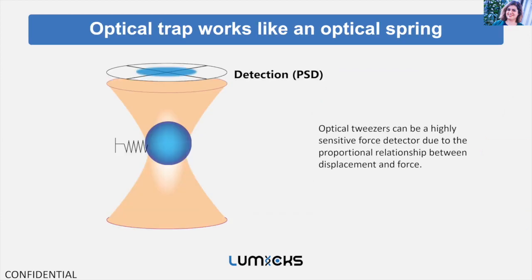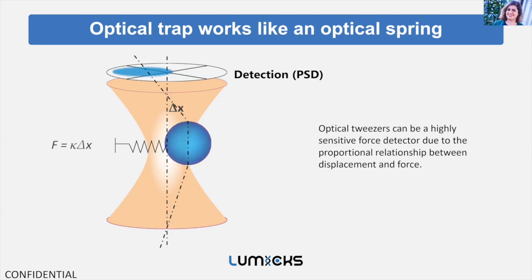So optical tweezers can work as an optical spring. So imagine you have a bead trapped at the center of the focused laser beam. If the bead gets displaced from the center, it would feel a restoring force that would bring it back to the center of the beam. So by monitoring the position of the bead, you can actually calculate the stiffness of this optical spring, and also measure the forces that are applied on the bead or any other object that is trapped. So this allows you to use optical tweezers as a highly sensitive force detector, which is how the application of optical tweezers in biology started in the first place.